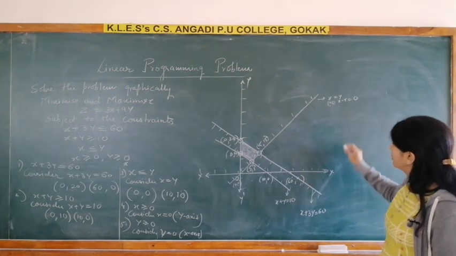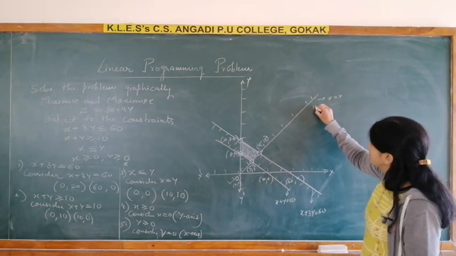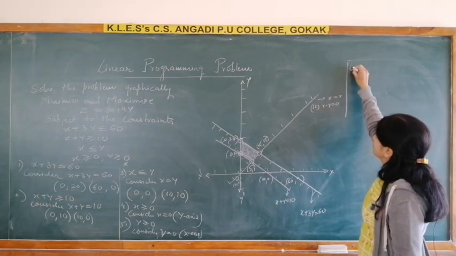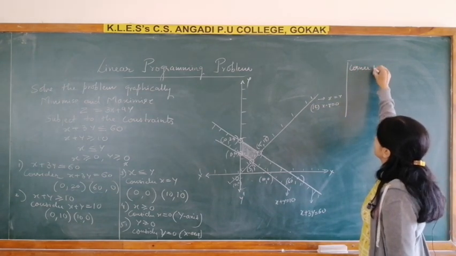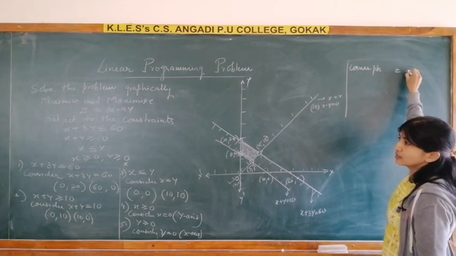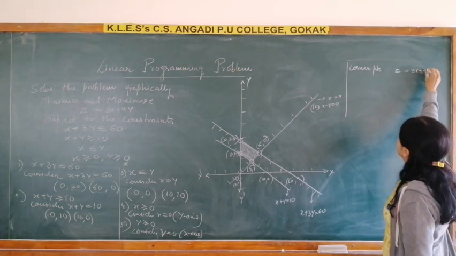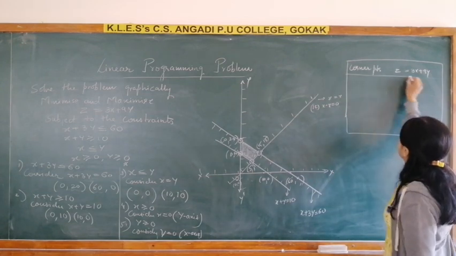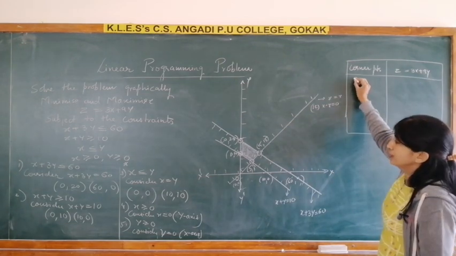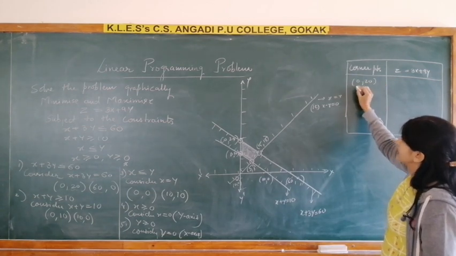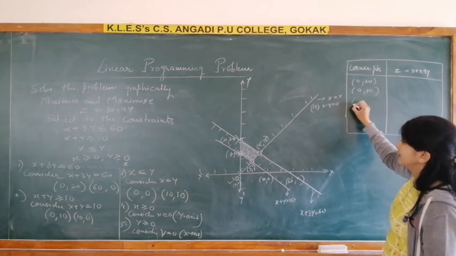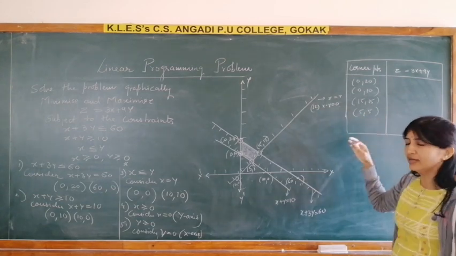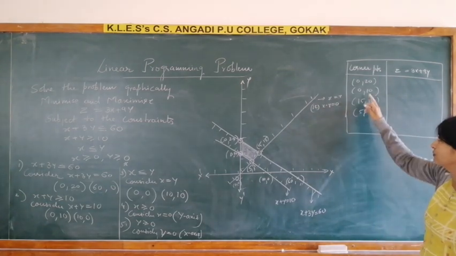Now what I told you, we have to form the table. Corner points, and the next one is z is equal to 3x plus 9y. Neatly form the table. First coordinate is 0 comma 20, second is 0 comma 10, third is 15 comma 15 and fourth is 5 comma 5. Any order you can write. It's not that you have to write this first only.